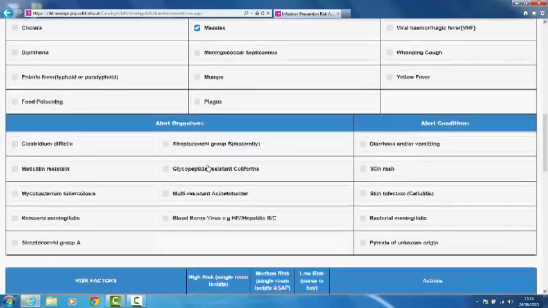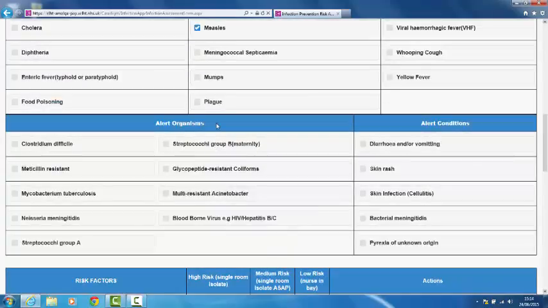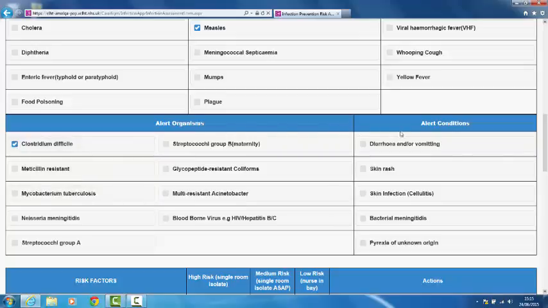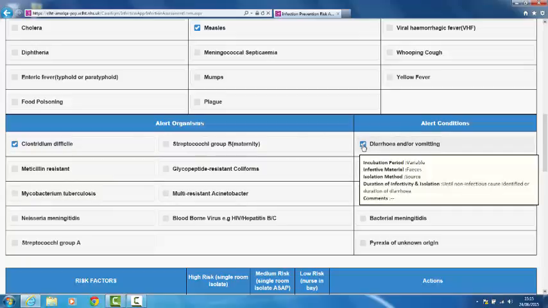You are then required to complete if your patient has a history of an alert organism, as detailed below, or an alert condition, as detailed below. If the patient had Clostridium difficile as a confirmed history, there's a drop-down box. If your patient had an alert condition, diarrhea and/or vomiting, there is a drop-down box that identifies further actions required or further information for you to follow.